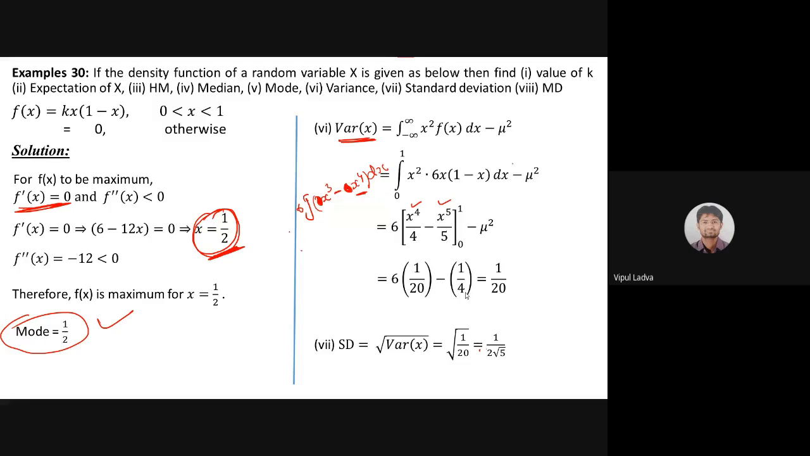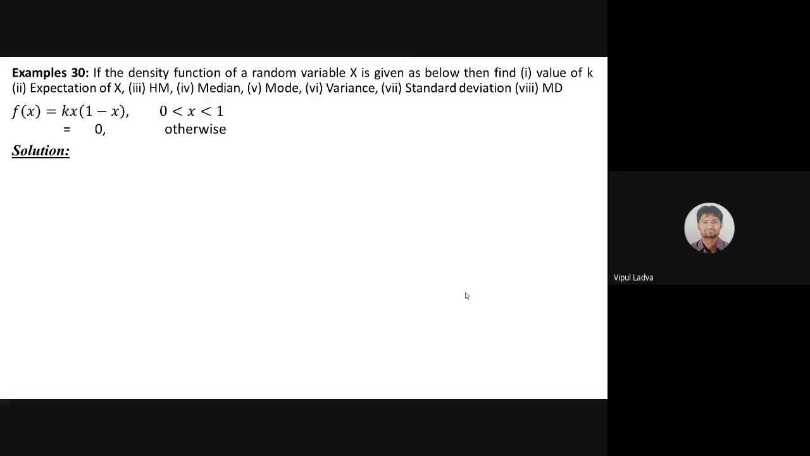Are we good? Are we good? Let me give you one more example to all of you. Mean deviation को छोड़ दीजिए, नहीं चाहिए.